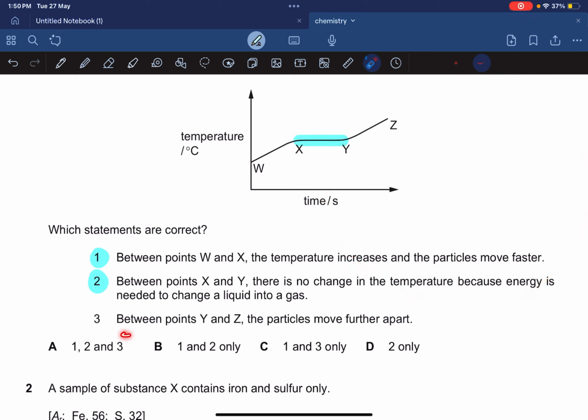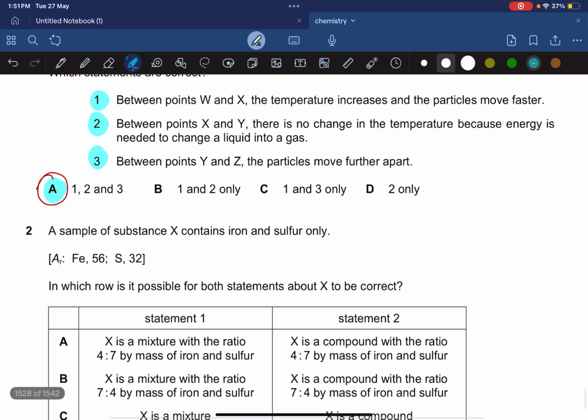Okay, between points Y and Z, the particles move further apart. That's going to be correct because the temperature is being increased. So that means the kinetic energy of the particles is increasing. That means the particles are moving further apart from one another because the kinetic energy is increasing. They're moving faster. So that's going to be also correct. The motion of the particles is going to increase. So 1, 2, 3 all are correct. So that's going to be option A.